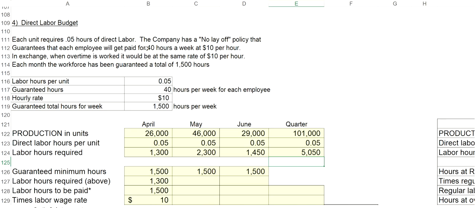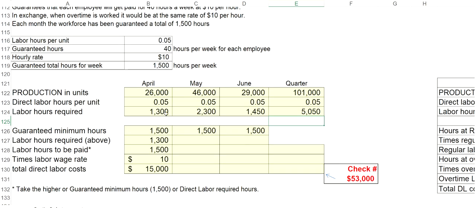They're guaranteed to get paid for 40 hours at $10 an hour. So even if they work 35 hours, they still get paid for 40 hours. In exchange, if overtime is worked, instead of time and a half, normally overtime would be 1.5 times that $10, or in this case, $15. They get paid for the extra hours, but they just get paid at $10 an hour. So if each employee works 40 hours, that is a guarantee that we have to pay for 1,500 hours. Even if we didn't need them for the full 1,500, we have to pay them for 1,500.